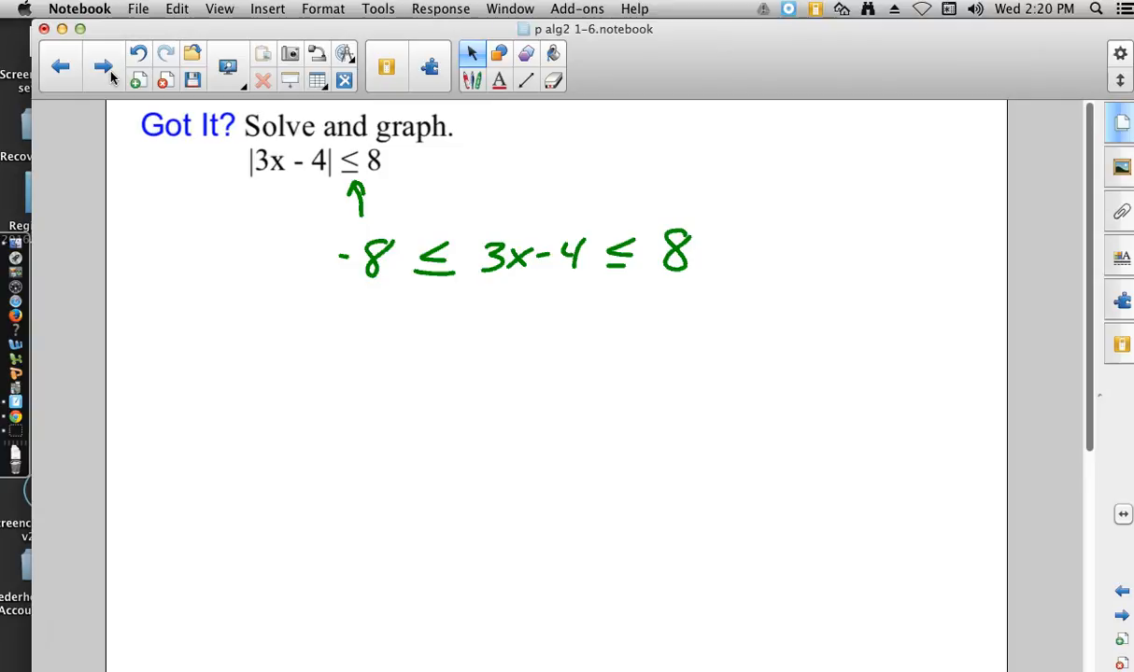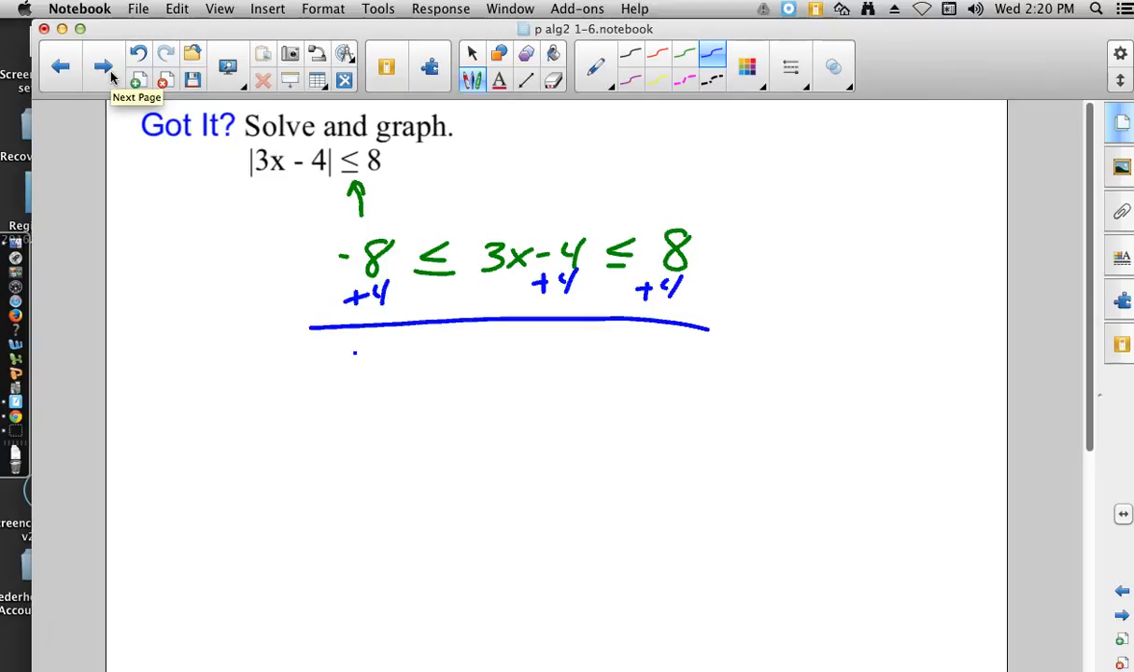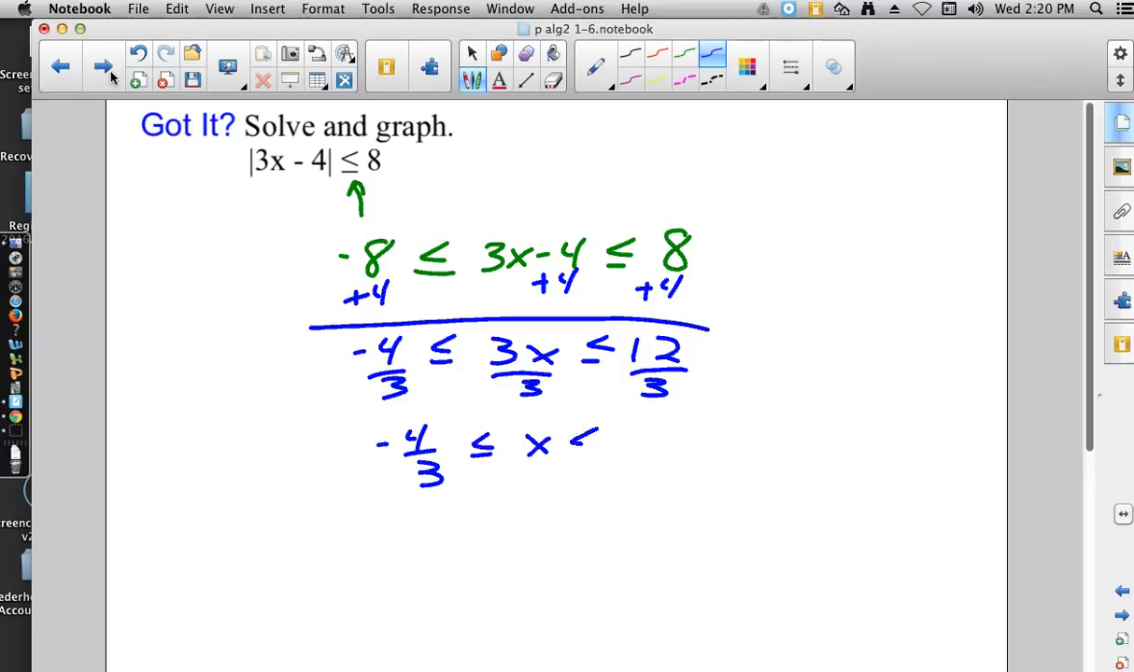Now we go ahead and solve. What we do to one, we have to do to all. So I'm going to add 4 all over the place, and get -4 is less than or equal to 3x, which is less than or equal to 12. And then I have to divide by 3 in all three places. So -4/3 is less than or equal to x, which is less than or equal to 4.